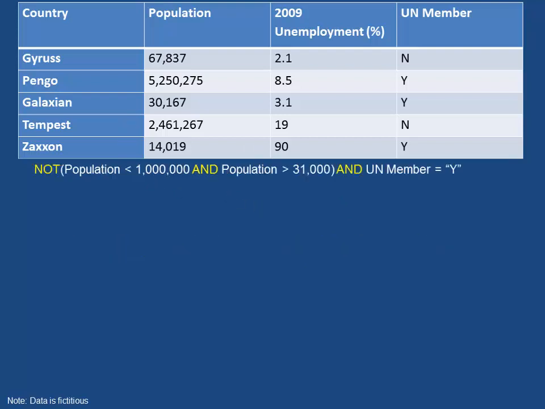Now let's consider one last table query. The table query reads not, open parentheses, population less than 1 million and population greater than 31,000, close parentheses, and UN member equals yes. Take a few minutes to determine which rows are selected by this query. The answer here is Pengo, Zaxxon, and Galaxon.